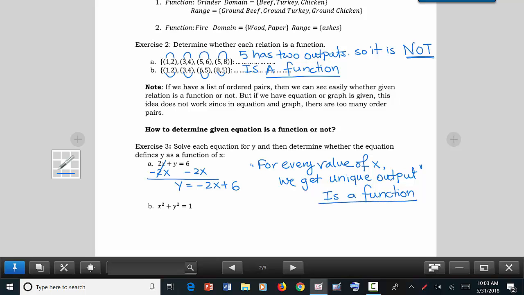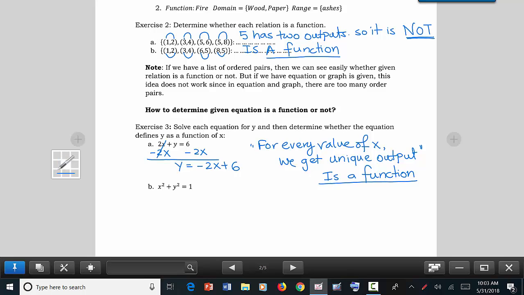Now for equation number 2, again, here the output is y. So let's solve for y. Subtract x squared from both sides. Cancel out. y squared equals 1 minus x squared. If we take the square root on both sides, we get y equals plus minus square root of 1 minus x squared. Did you notice we do have a plus minus option for y?